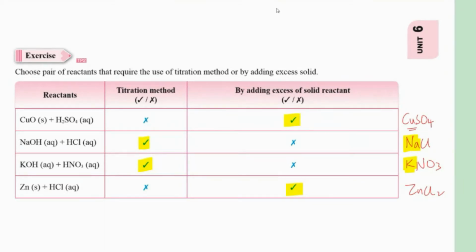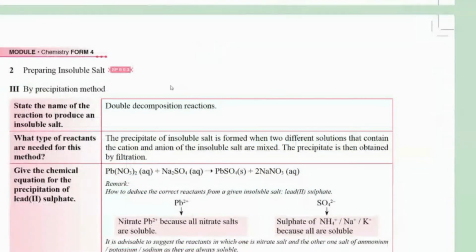This one is a basic one, and then we are going to discuss the preparation of the salt, the experimental one, the procedure. Now how about the insoluble salt?